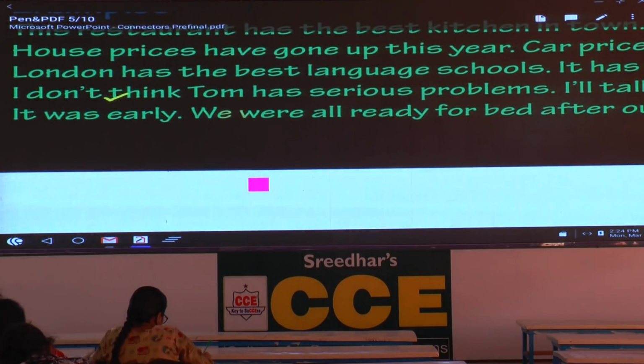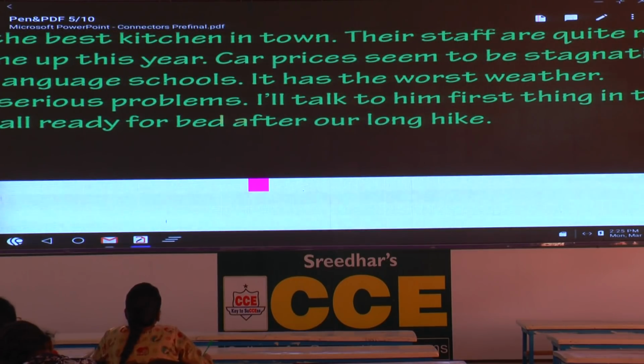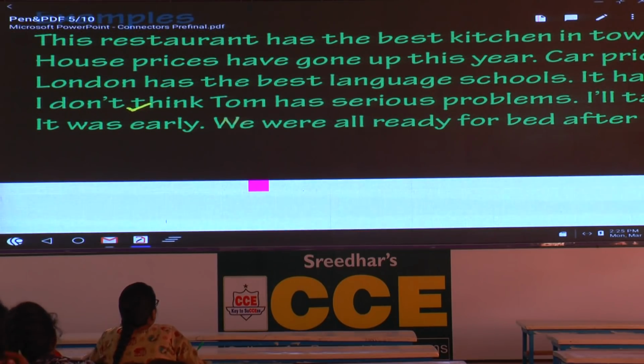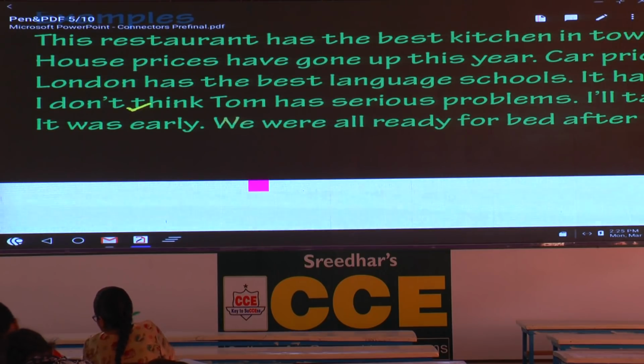The next one, this also you got in one of the mock test papers, but I've changed the examples. Please write, London has the best language schools. It has the worst weather. So what is the connector? On the other hand, remember we got in the mock test, on the other hand, it has the worst weather.